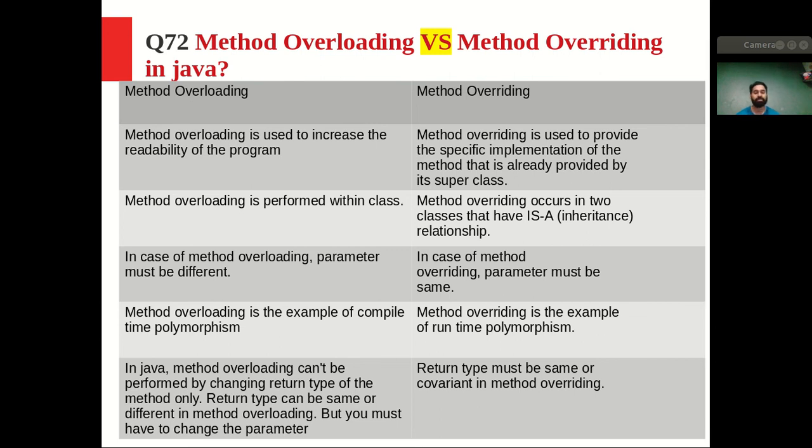So the return type must be the same or covariant. What does covariant mean? Covariant means the access should go from a parent to a child, from higher to lower, right? So this is covariant. These are the points for differentiating method overloading and method overriding.